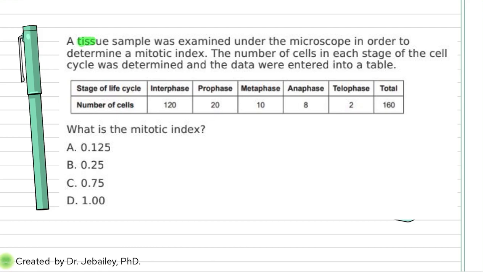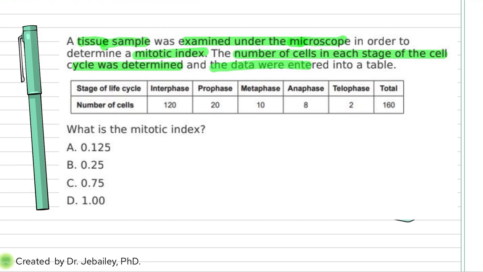It says a tissue sample was examined under a microscope in order to determine the mitotic index. If you have studied 1.6, you understand the mitotic index is a tool to see if there is a lot of cell division. And if there is a lot of cell division, that means there is cancer. So the number of cells in each stage of the cell cycle was determined. That means we want to see how many there are in prophase, anaphase, telophase, and so forth.